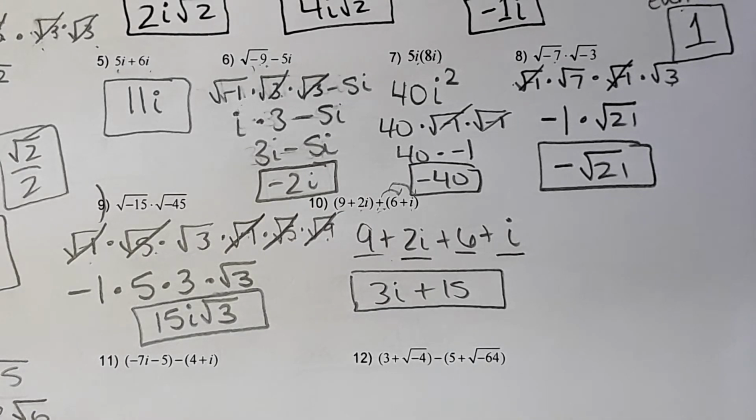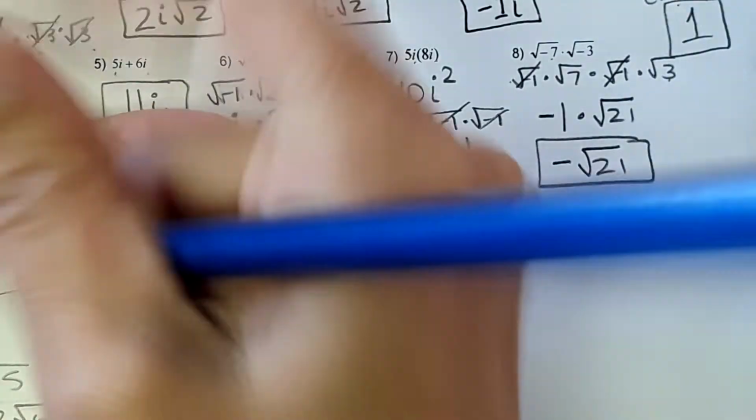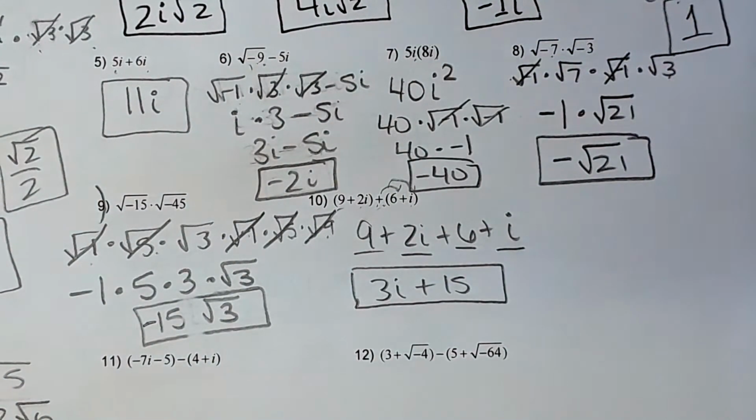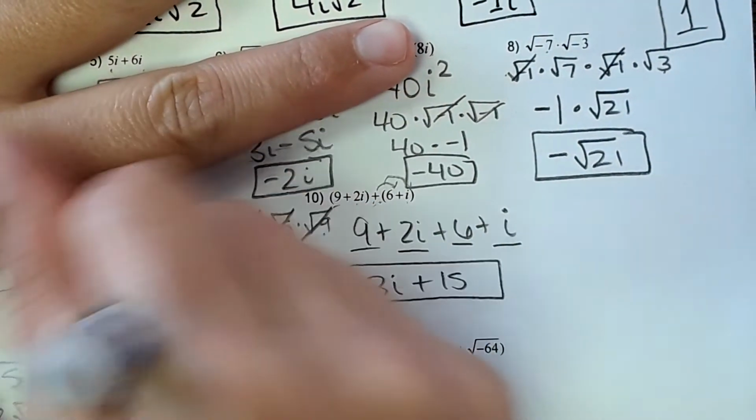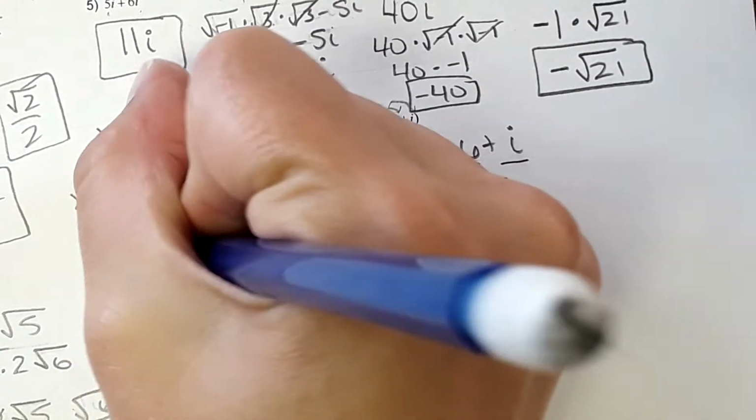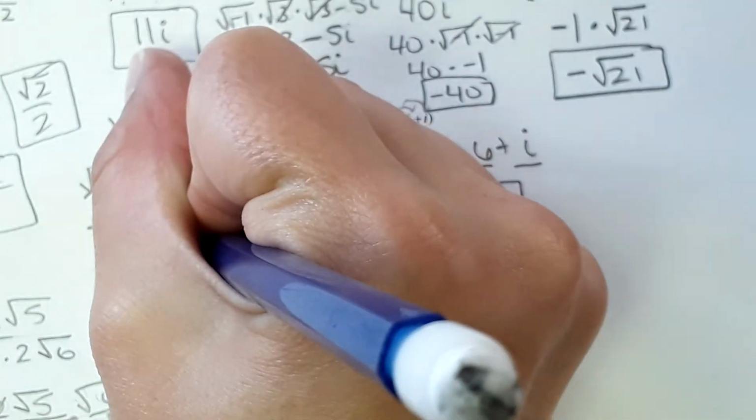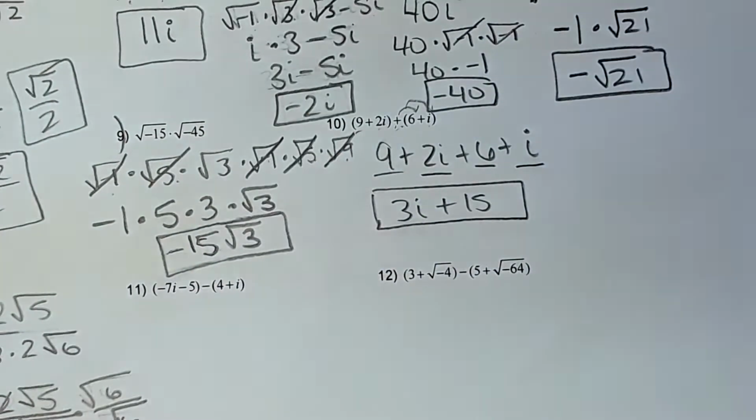Did I do something wrong? We good? Yes. On number 9, is that negative 1 always considered to be an i? Oh, why did I do that? Yeah, I was confused. I'm sorry about that. It's just supposed to be a negative 15. So it's just a negative. I don't know why I wrote i. 5 times 3 is 15 times negative 1. Yeah, I don't know why I did that. The square root of negative 1 as well.